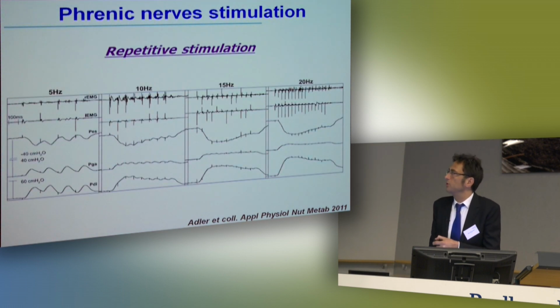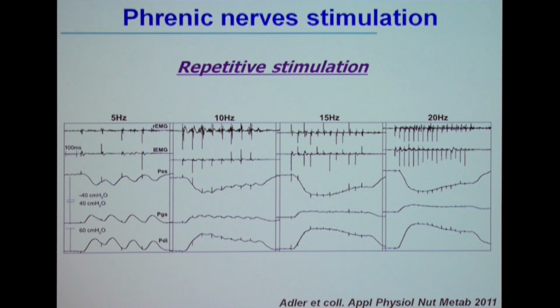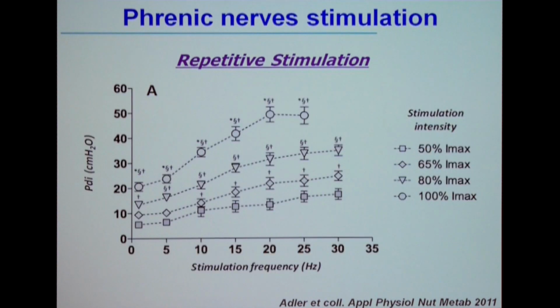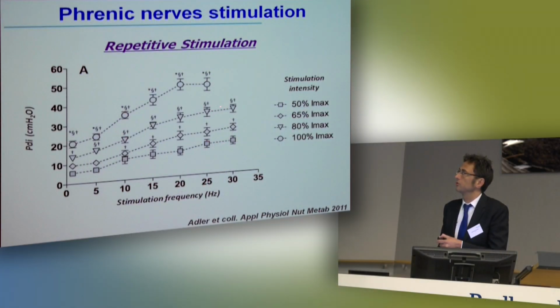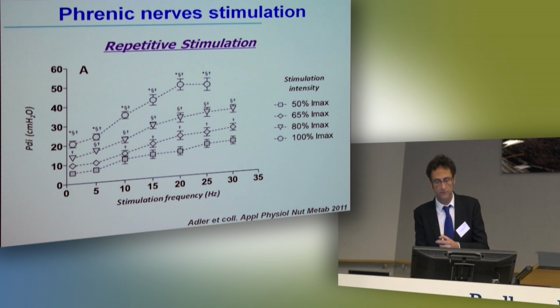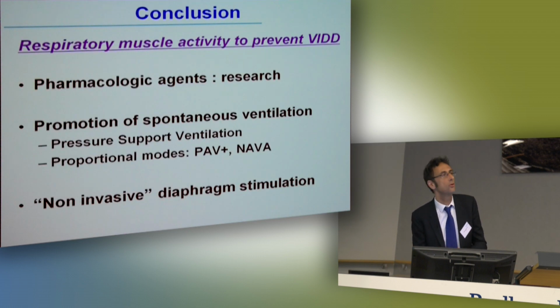And with repetitive magnetic stimulation, we were able to restore the force of the diaphragm. As you can see here, we have the PDI expressed here, and here the stimulation frequency. And as you can see, with the repetitive magnetic stimulation of the phrenic nerve, we can produce some diaphragm force and maybe preserve the force of the diaphragm.